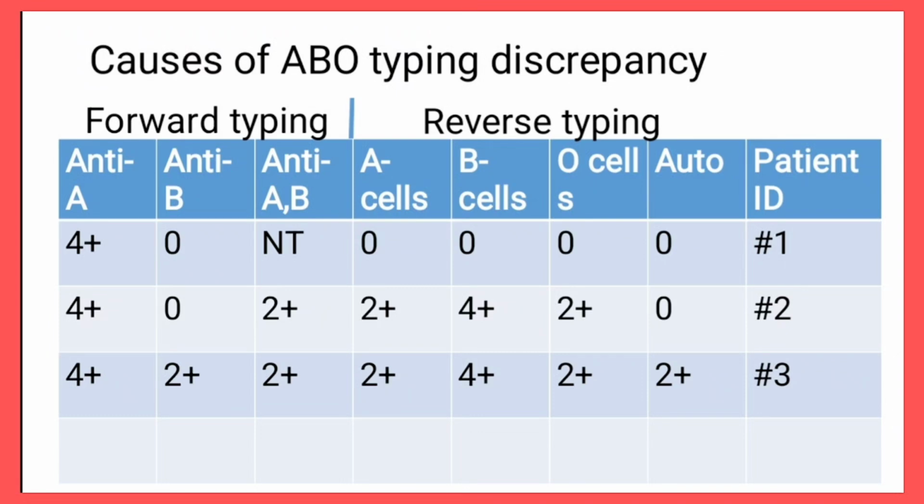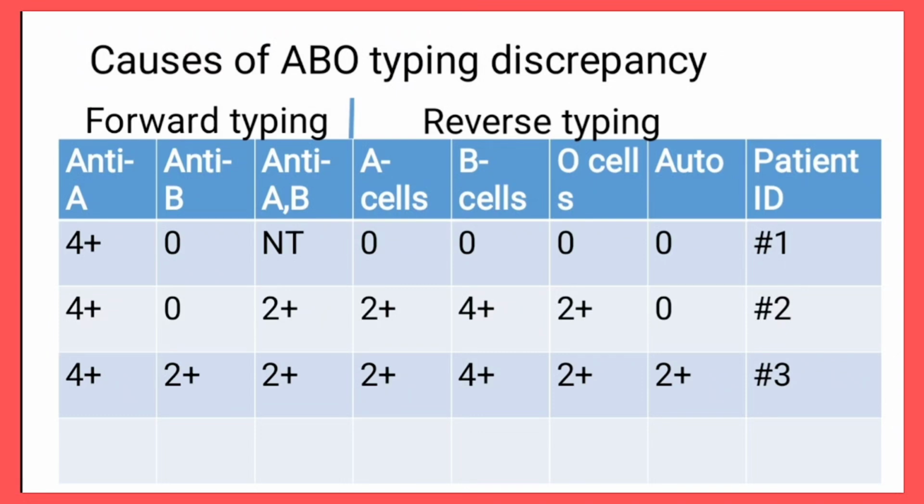So let's look at it this way. In the reverse grouping, under A cells it is weak positive, that means +2. Under B cells it is strong positive, that means +4. And under the O cells it is weak positive, which is +2. Now, the auto is negative, which is obviously the kind of result we want. That means there is no evidence of autoantibody.